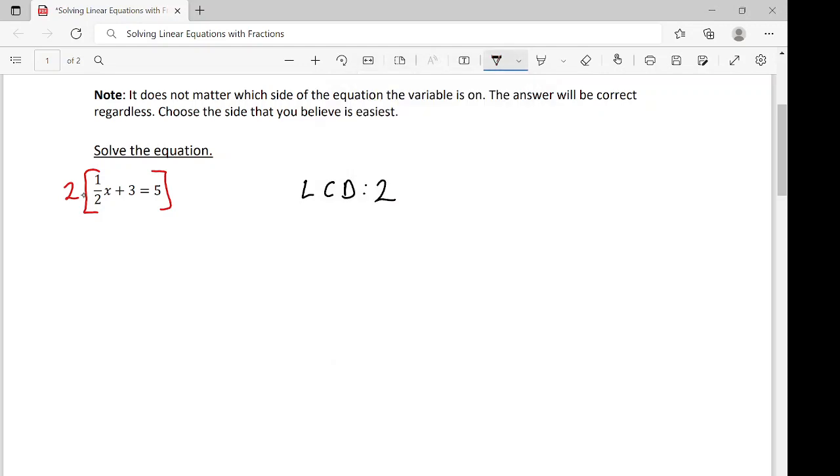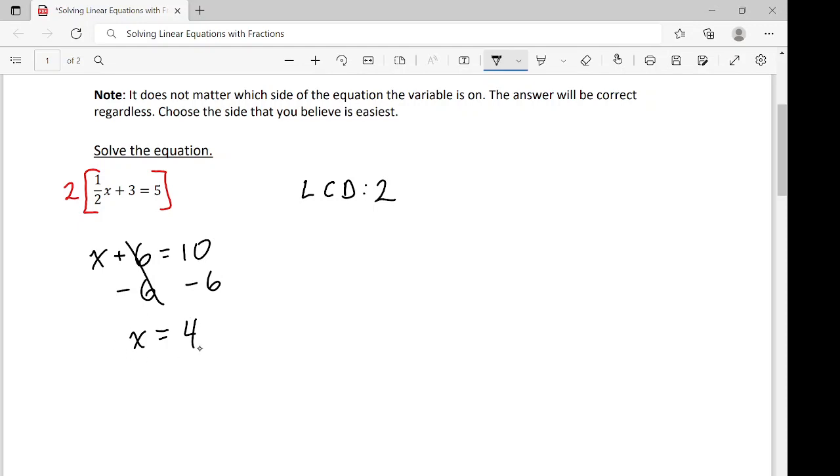When I do that, this 2 is going to cancel out with this 2, leaving just a 1, so 1x, or just x. No denominator to cancel out here, so 2 times 3 is 6. And then no denominator here, so 2 times 5 is 10. This equation is far easier to work with than the original, so we just need to solve for x. I'm going to subtract 6 from both sides. It cancels out here, and x is going to give me 4.